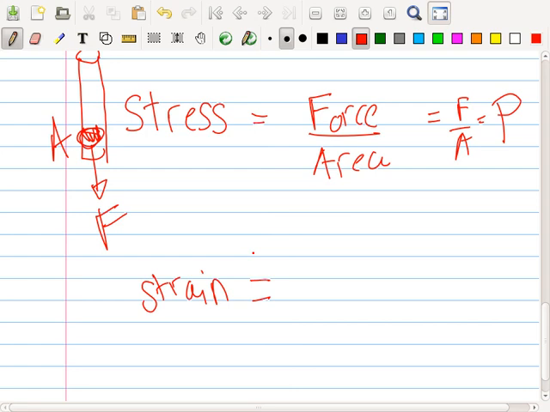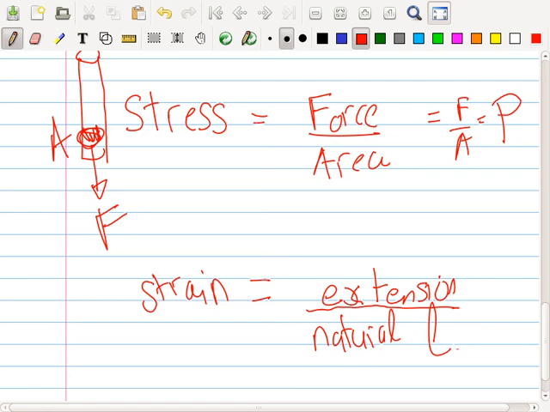All right. Strain. The formula for strain is extension over natural length. We had this in simple harmonic motion. What's extension? I heard about it, but I forget. Oh, K. Is it K or L? Yes.